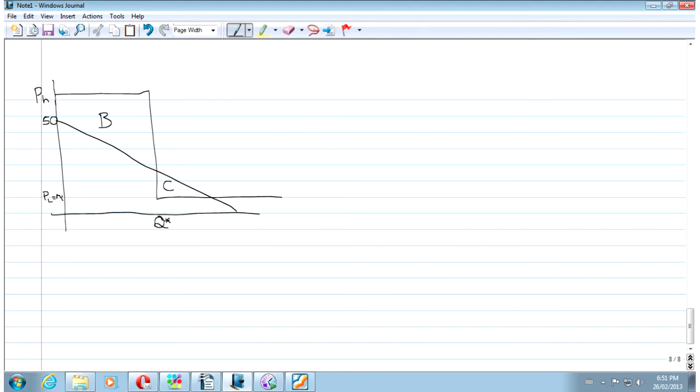So now I want to think of the same kind of thing, right? So area C is still going to be described by, because this is still 960, we're still working with the same example. So area C is still 960 minus Q star, times P of Q star minus 2, all divided by 2.